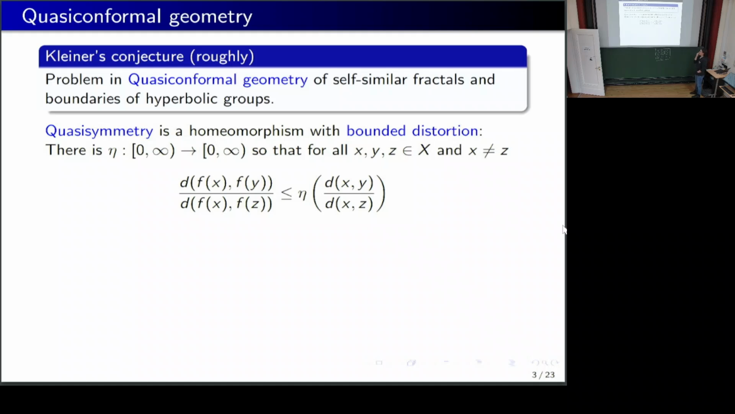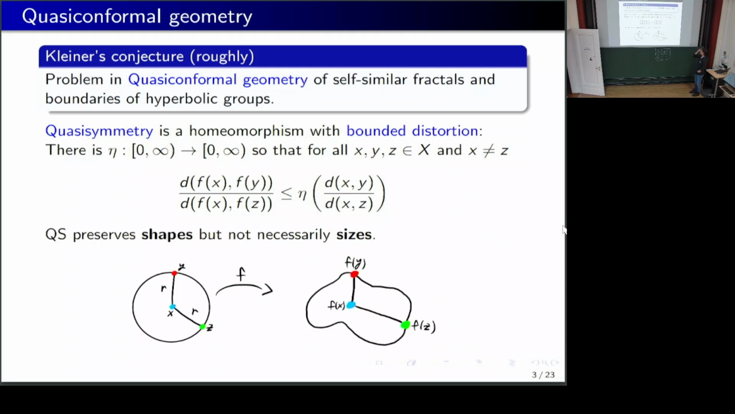This means, in this context, that I study quasisymmetric homeomorphisms between metric spaces. Damaris introduced this notion in her talk a few weeks ago, if you remember. Roughly, a quasisymmetry is a homeomorphism which has bounded distortion, and it means that it satisfies this kind of inequality. So it preserves ratios of distances rather than preserving the distances.